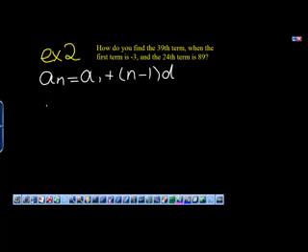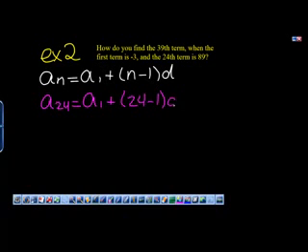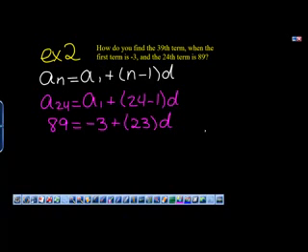We know that the 24th term will be the first term plus 24 minus 1 times our difference. Well, the 24th term is 89. Our first term is negative 3. And since our n minus 1 is 24 minus 1, this becomes 23. And we still don't know our d. What we now have is an algebraic equation that only has one variable, d. As long as we can move this negative 3 and the 23 to the opposite side of the equal sign, we will be able to figure out our d and find our 39th term.